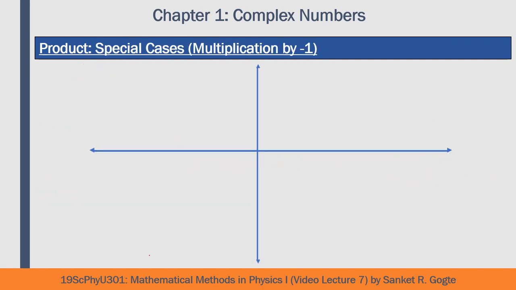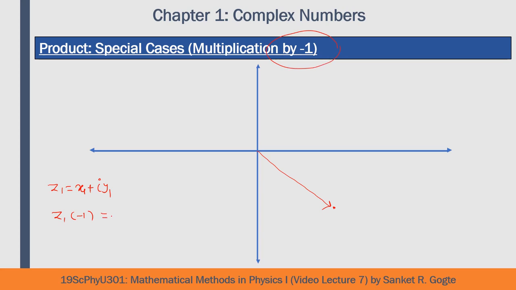We will see a few special cases. Suppose I have z1 which is equal to x1 plus iy1. Suppose I am considering that z1 is in this fourth quadrant, and I'm multiplying this z1 by -1. We want to consider this special case.